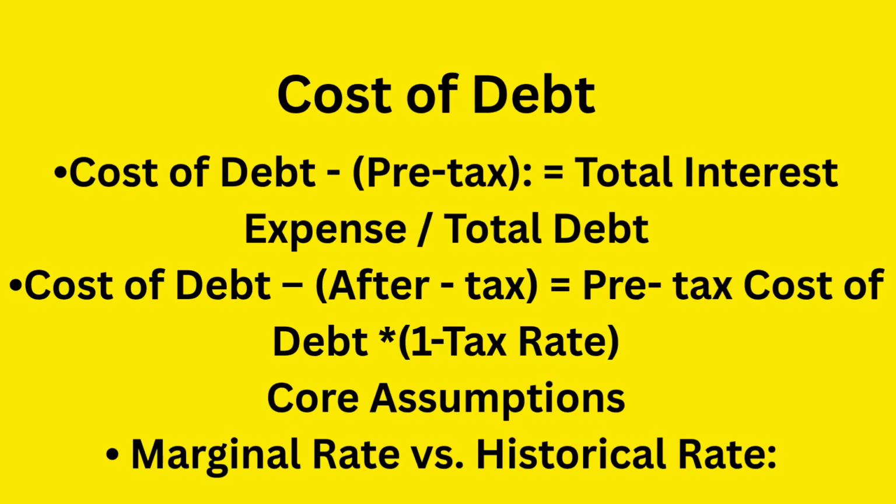The second one is the after-tax calculation, which means the interest payments reduce the taxable income, which lowers the company's tax bill. This tax saving reduces the real cost of the debt, therefore the bank uses the after-tax cost.